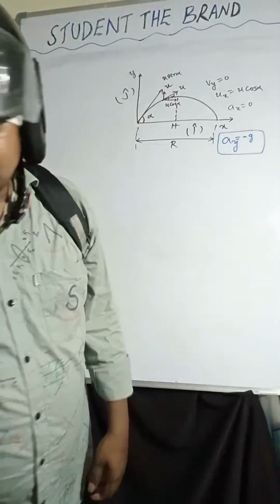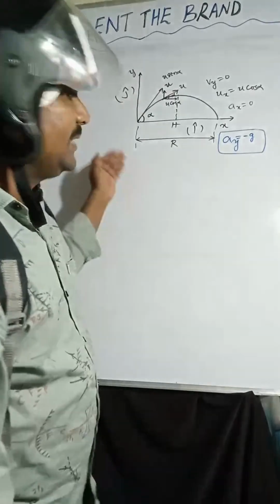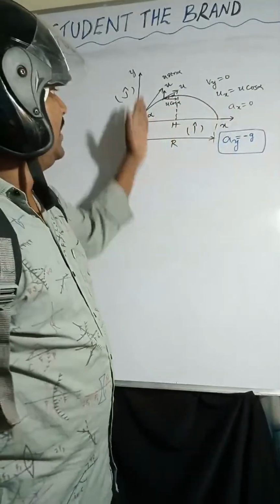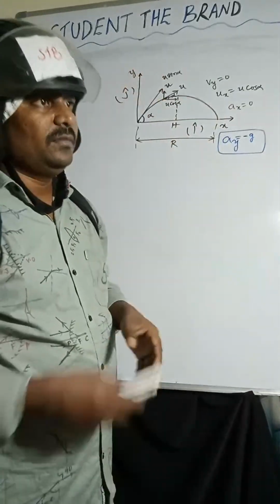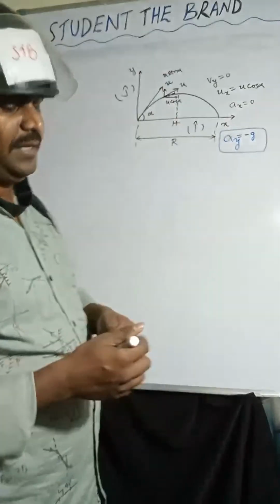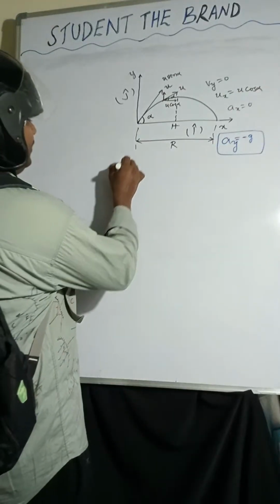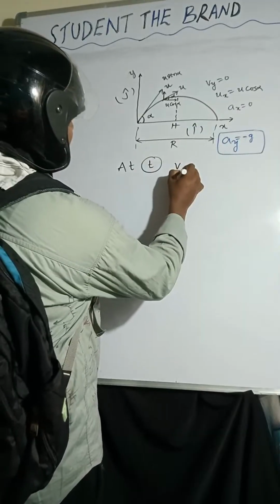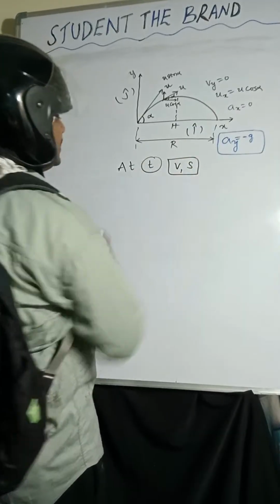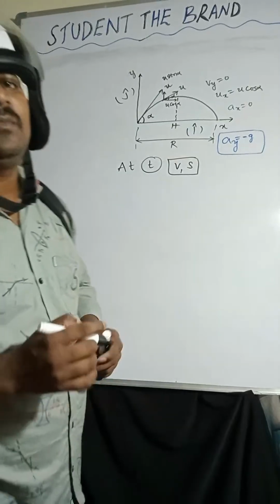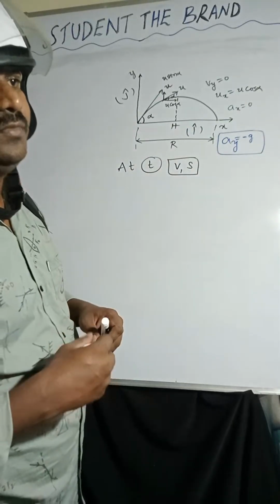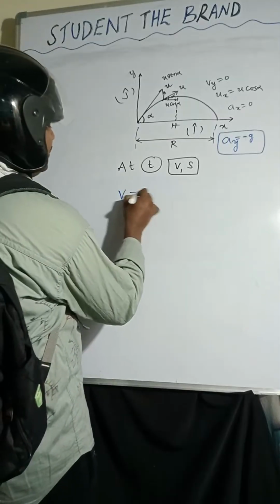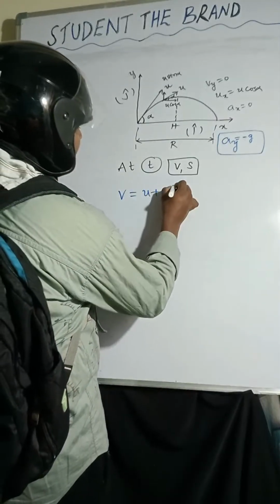So already we resolved the components along the x-axis and y-axis. Now the final velocity at the time t. At the time t, what is the velocity and the displacement, we will discuss. From the equations of motion, we know that v equal to u plus at.